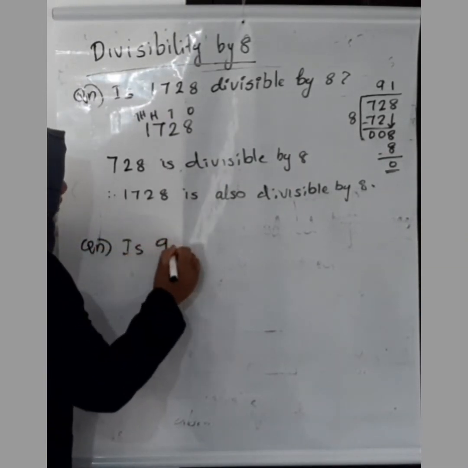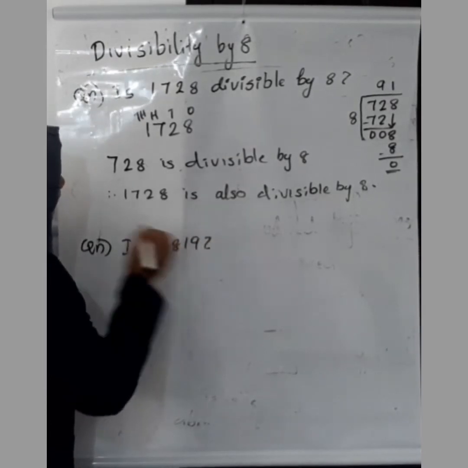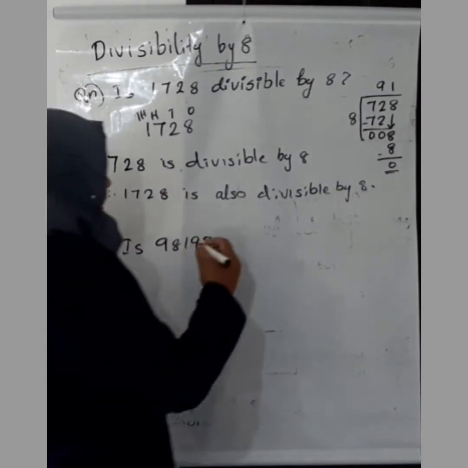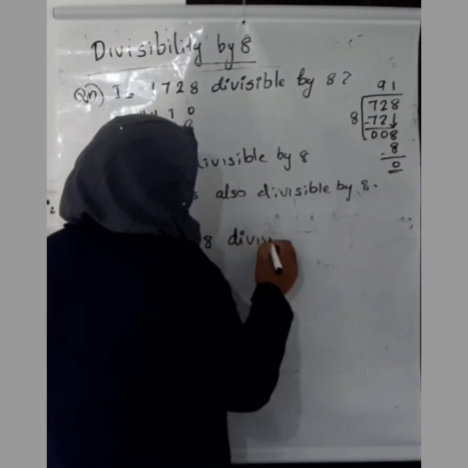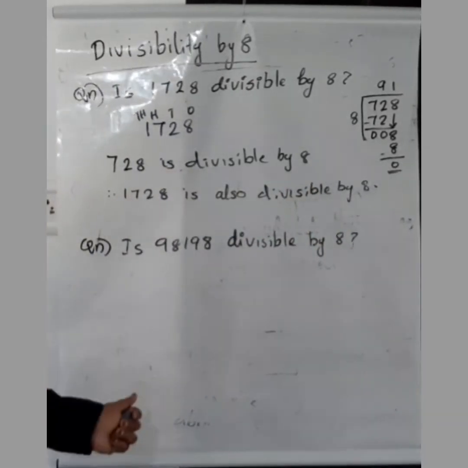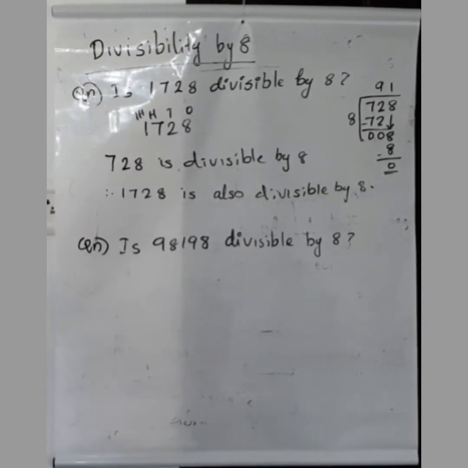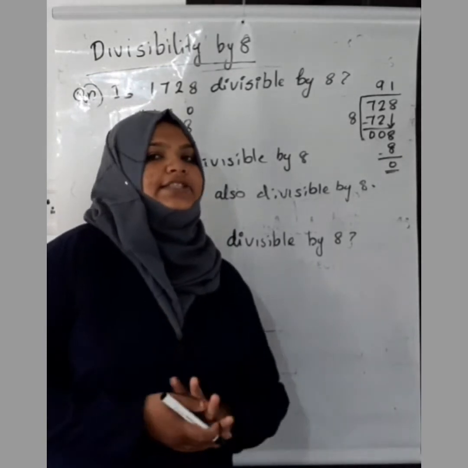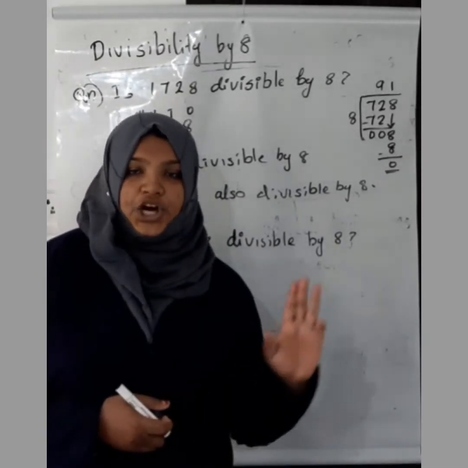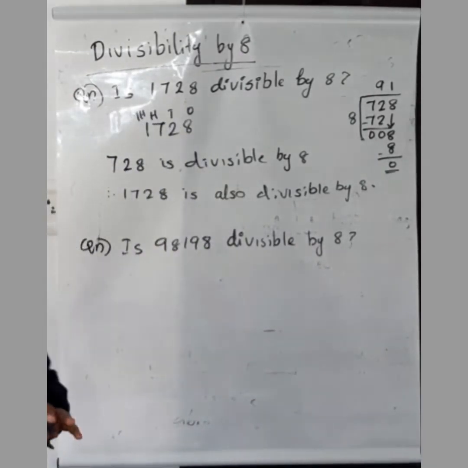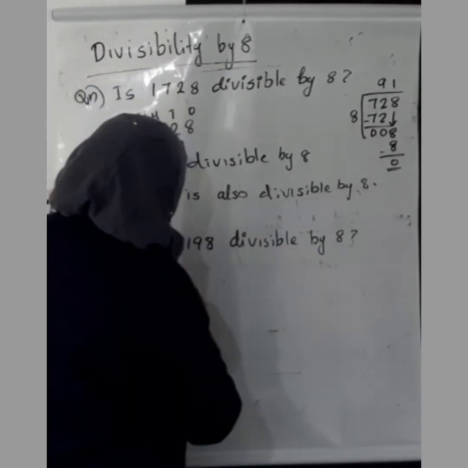Is 98,198 divisible by 8? How will you check whether 98,198 is divisible by 8? What is the divisibility test for 8? Yes, if the number formed by the last three digits, the digits from the places of ones, tens and hundreds, is divisible by 8, then the given number also will be divisible by 8.